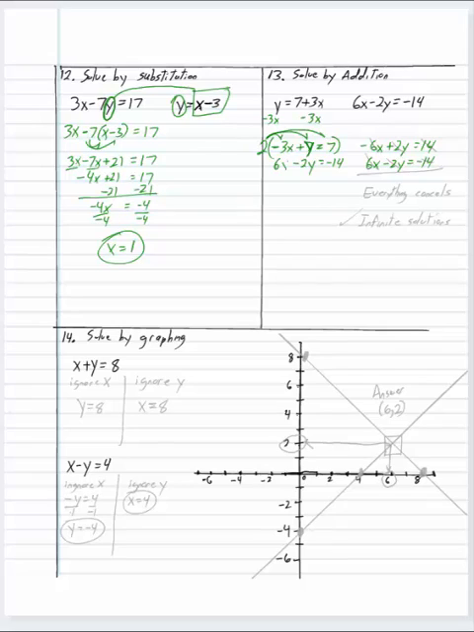Something interesting is going to happen. Negative 6 and 6 go away. 2 and negative 2 go away. 14 and negative 14 also go away. Everything cancels out. And when everything cancels, that means there is infinite solutions.